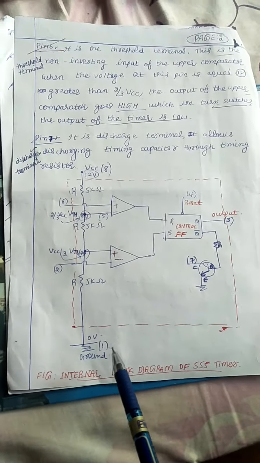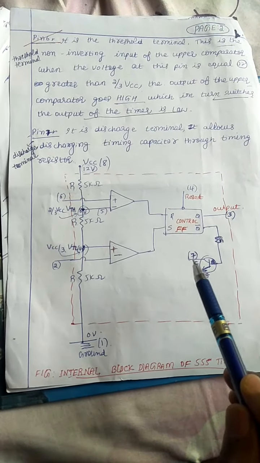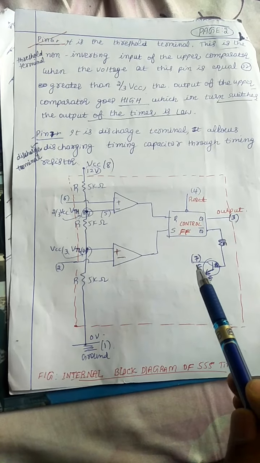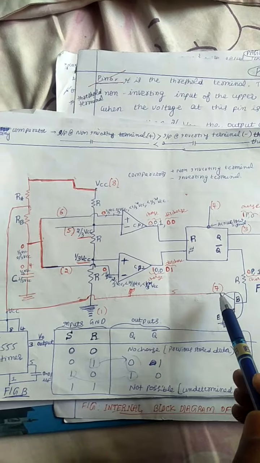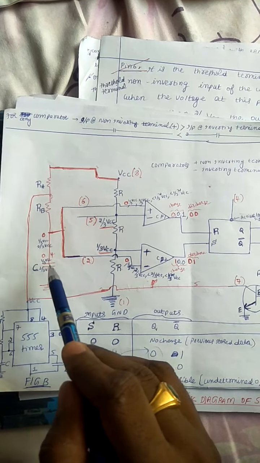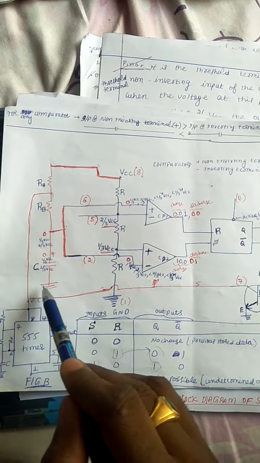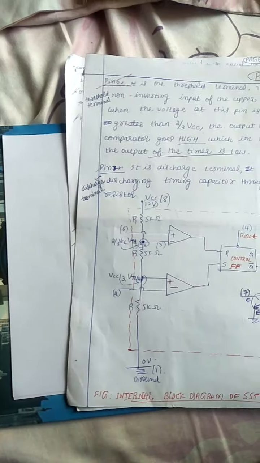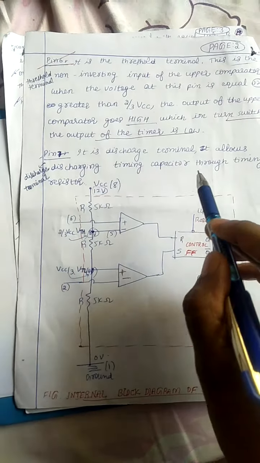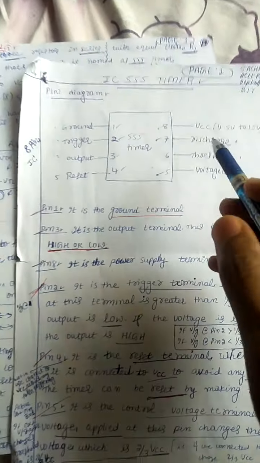And you have pin number 7. This is pin number 7. That will be connected through the capacitor to discharge. I'll show from this diagram. Pin number 7, this capacitor will discharge through this path through pin number 7. Therefore pin number 7 is used to discharge the terminal.